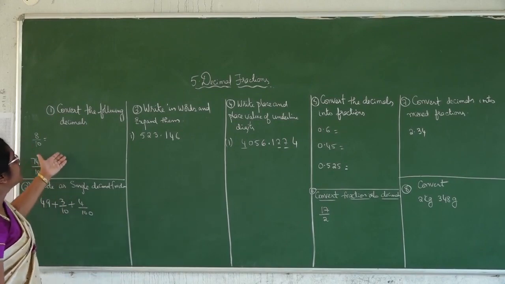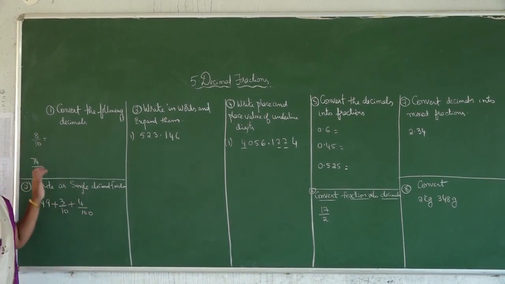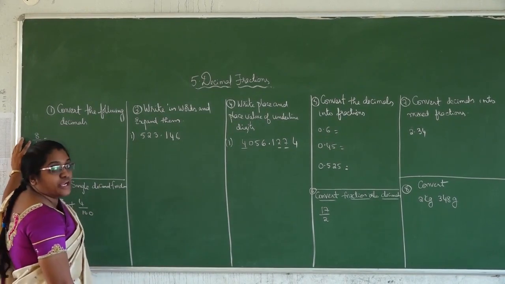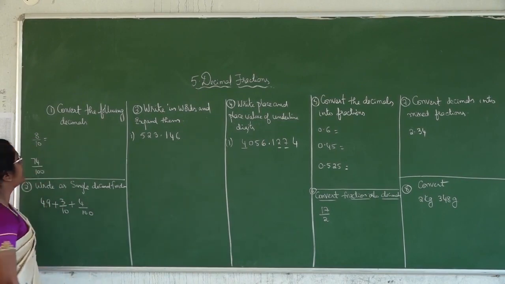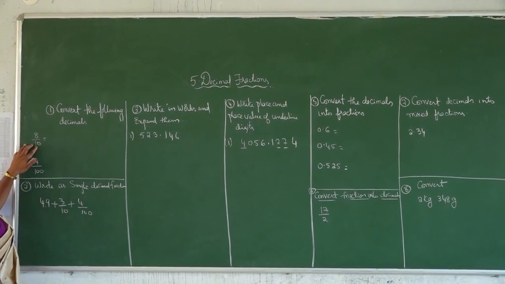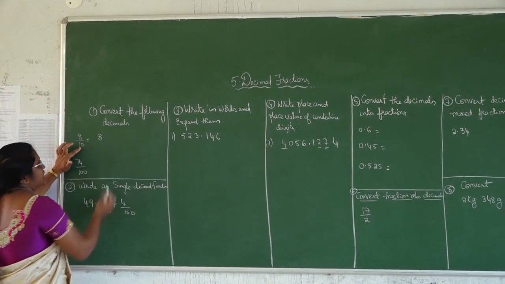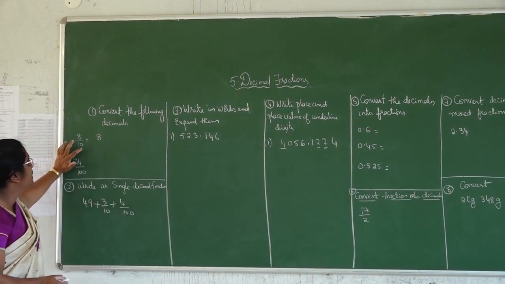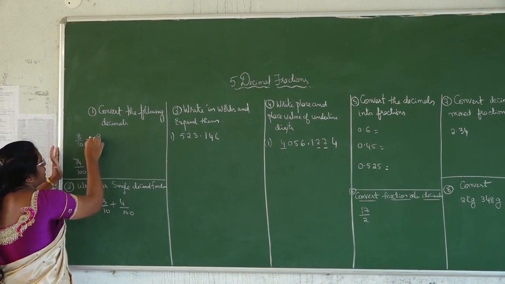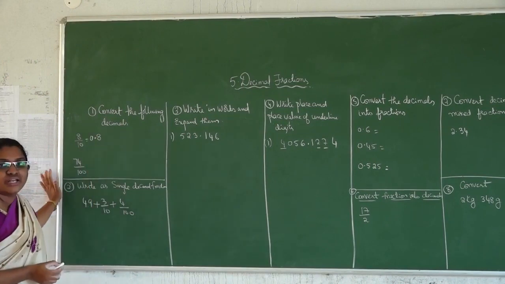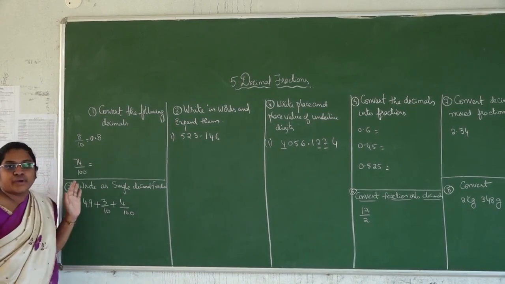The first one is you have to convert the following fractions into decimals. Here the fractions given are 8 by 10. 8 by 10 should be converted into decimal. See here, the denominator contains 1 zero. So what is the numerator? 8. As the denominator contains only 1 zero, the decimal point should be before 8, that is 0.8. Now here, 74 by 100.